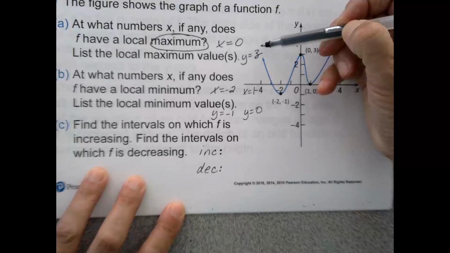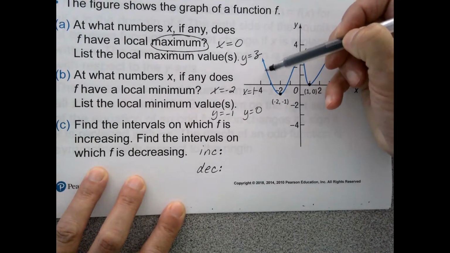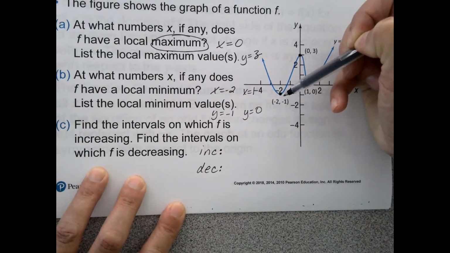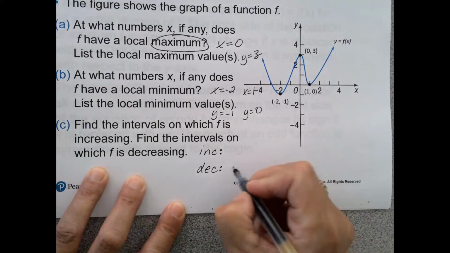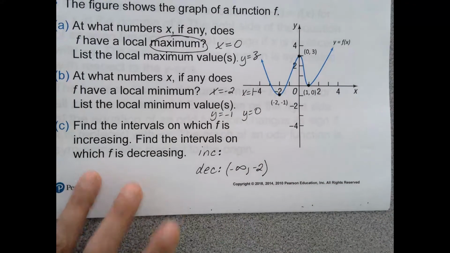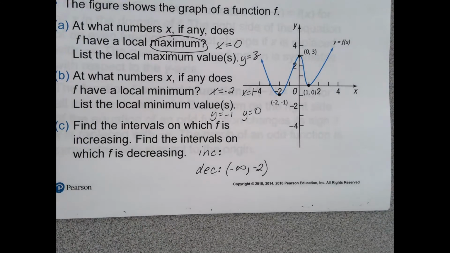Okay, we trace the curve. Starting up here at positive infinity, but the function's moving downwards. That is, it's decreasing, starting at negative infinity and going to x equals negative 2. Remember here on increase and decreasing, we're just listing the x values over which the increase or decrease occur.